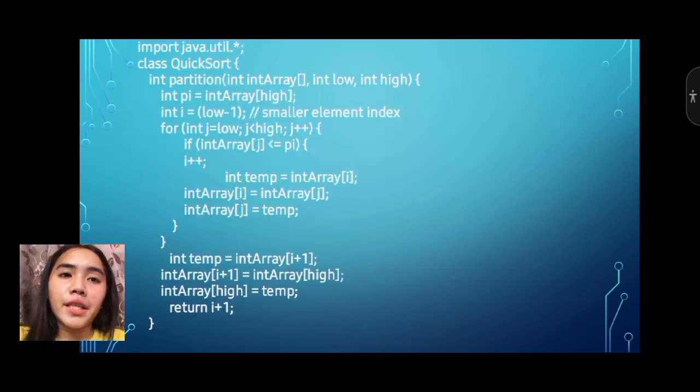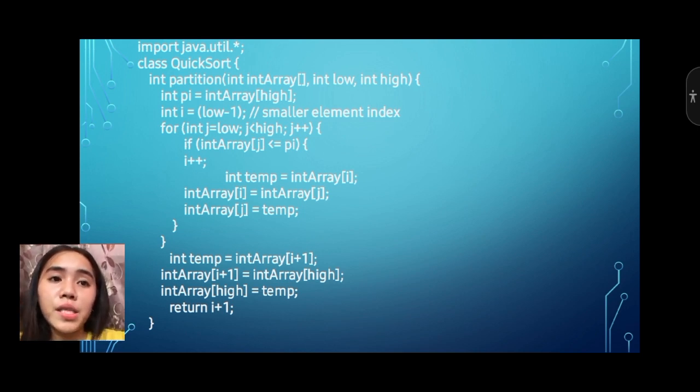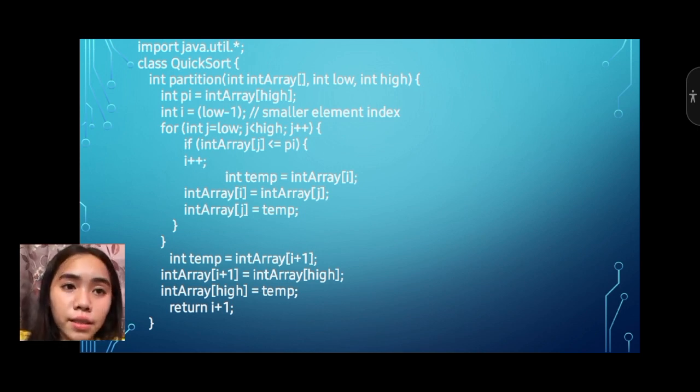So let's take the sample code of quicksort. We have here the import java.util and our class name, which is QuickSort. Here we select the last element as the pivot, with the value of integer p, using which the array is partitioned. Here we have i, and its value is low minus 1, which shows the smaller element index. Here we are using a for loop statement with an if.